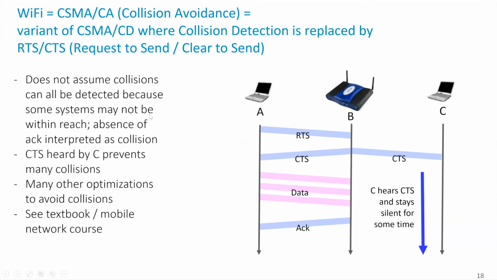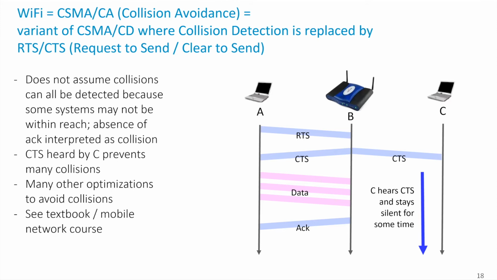CSMA is very complicated. Wi-Fi is very complicated. The IEEE standard is close to 3,000 pages. So there are zillions of different optimizations that are done. We will cover one or two others in a few more minutes here. There are variants that are possible, but that's the basic stuff.